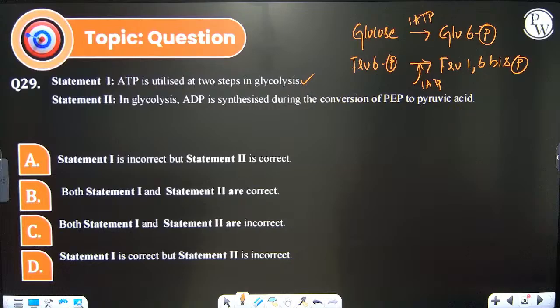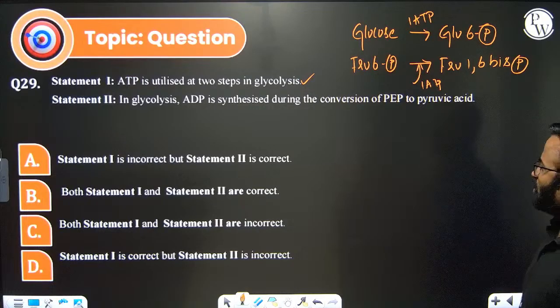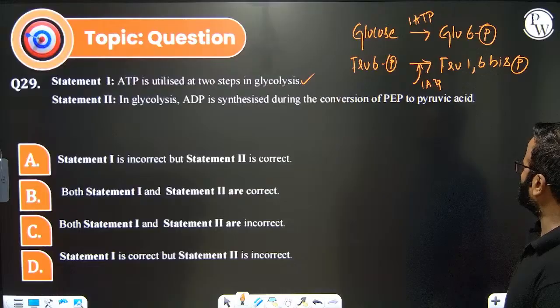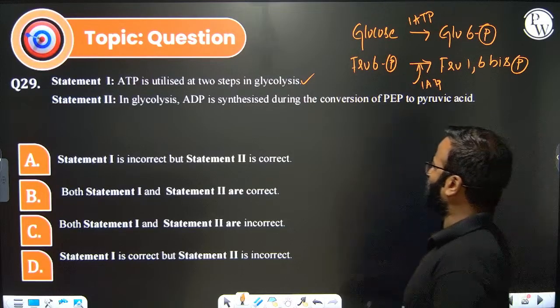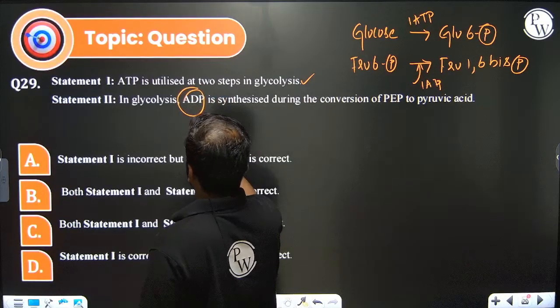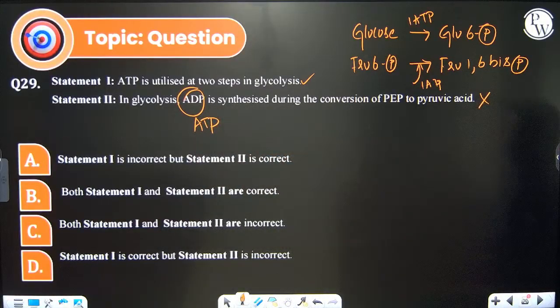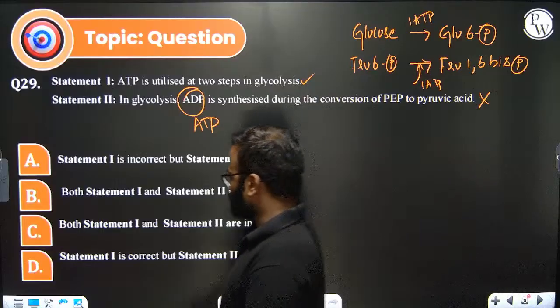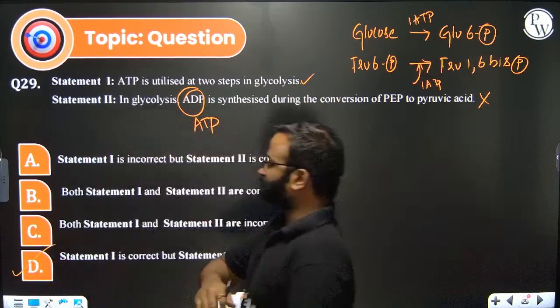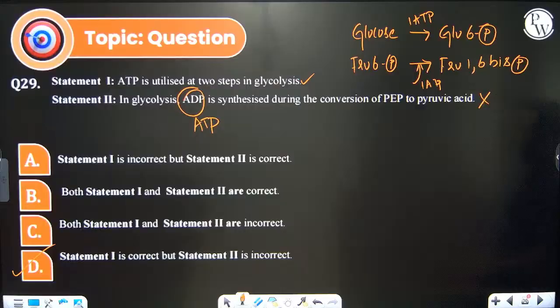Let's see the second statement. What does it say? In glycolysis, ADP is synthesized during conversion of PEP to pyruvic acid. No, not ADP. It should be ATP. So I would go this statement as wrong. So the answer would be D. Clear? The answer would be D.